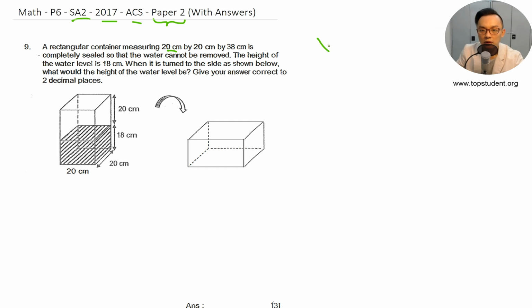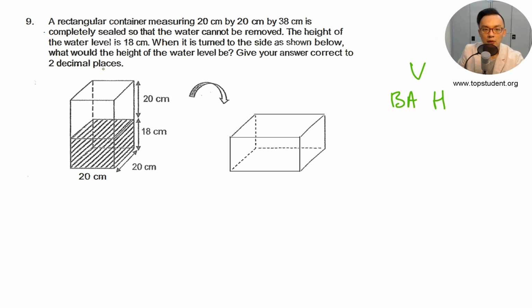For this, you need to know that for volume, your triangle is base area and height. So this is your triangle. If you want to find the height, then you need the base area and the volume. First of all, we need to find the volume of water. Volume is equal to base area times height. That's how the triangle looks.